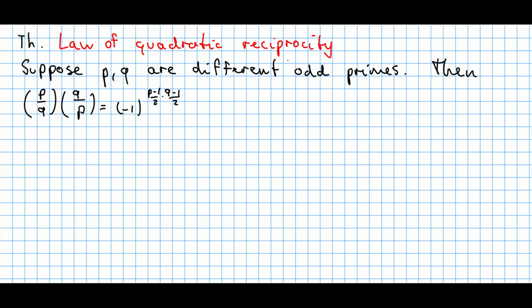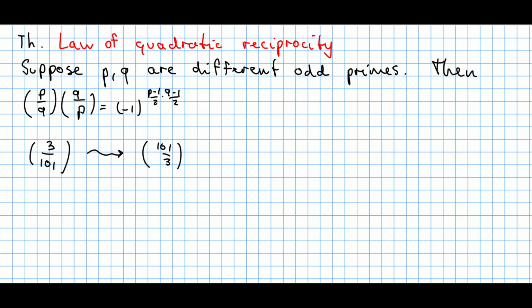quadratic reciprocity. It states the following: if you take any two different odd primes p and q, then you have this relationship. The Legendre symbol of p modulo q times the Legendre symbol of q modulo p is the same as negative 1 raised to the power of p minus 1 over 2 times q minus 1 over 2.